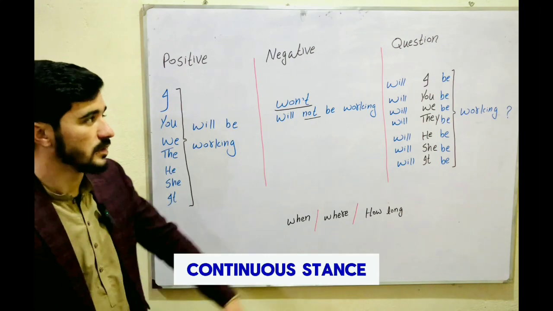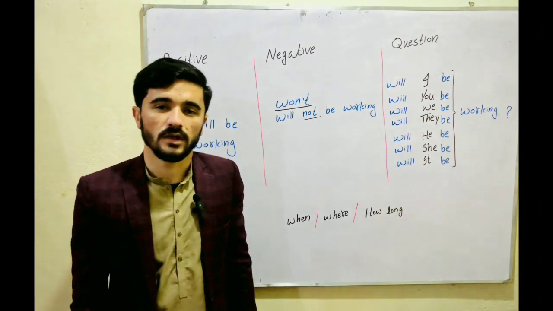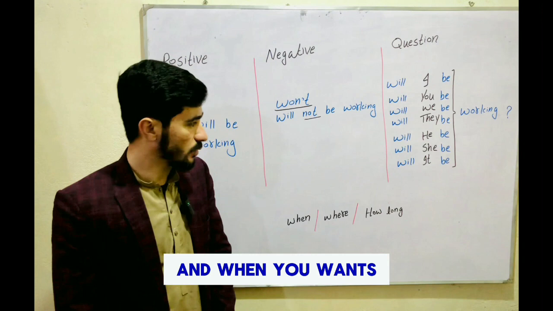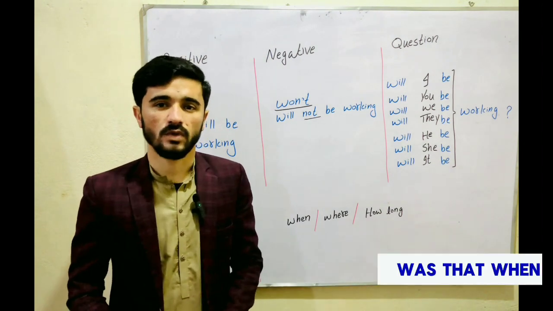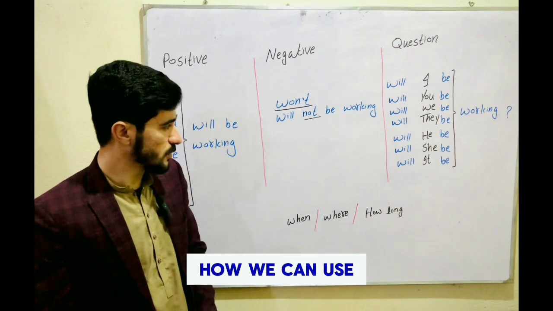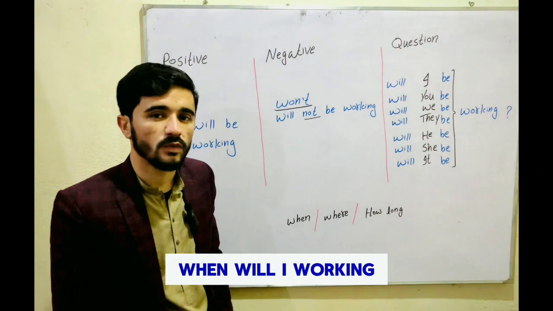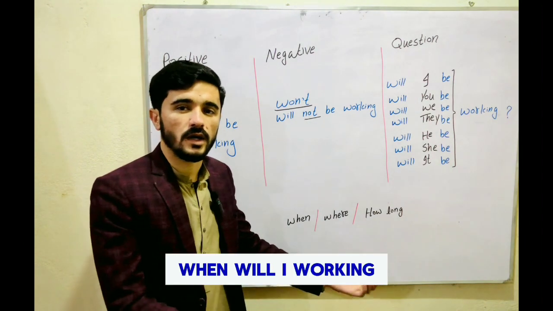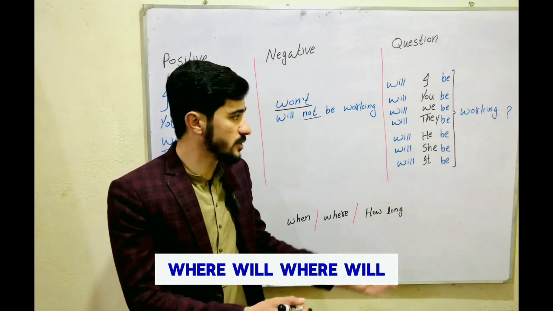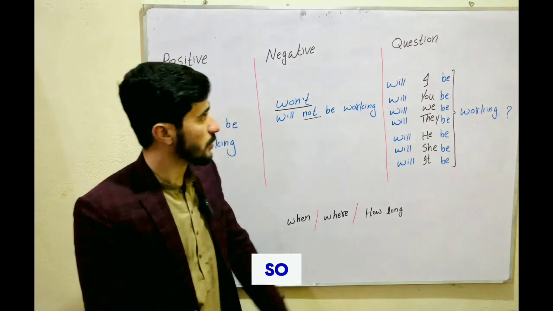And the last one is the question sentence. How can we make a question sentence in the future continuous tense? For example, will I be working, will you be working, will they be working, will she be working. And when you want to add question words, like when, where, what, how long, we just put the question word before the will, like when will I be working, where will I be working, where will she be working, and how long will she be working. So that's all about future continuous.